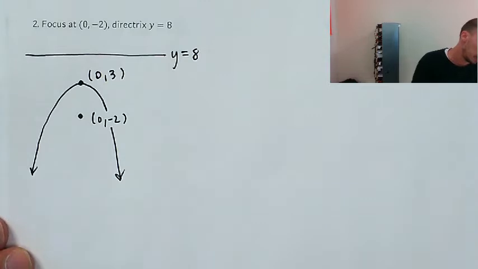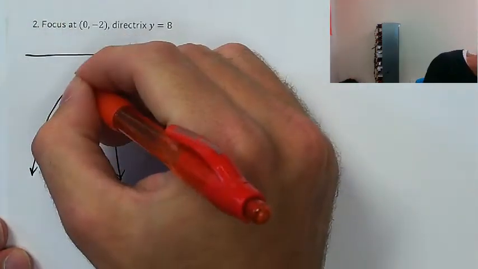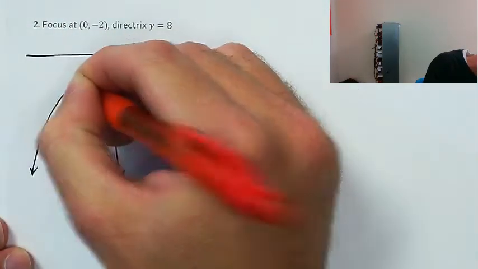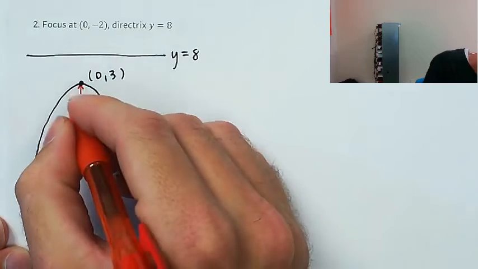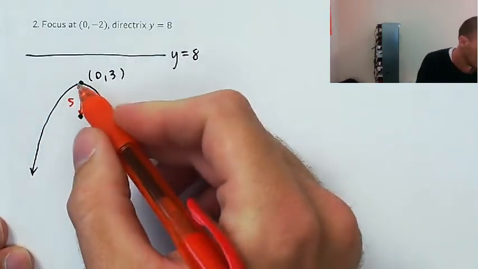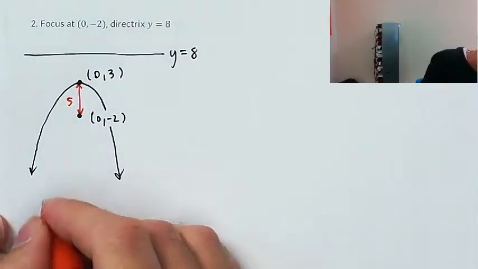I'm going to need the distance from the vertex to the focus, or the vertex to the directrix. That's looking like 5, right? 5 from -2 to 3, and 5 from 3 to 8. So I've got p equals 5.